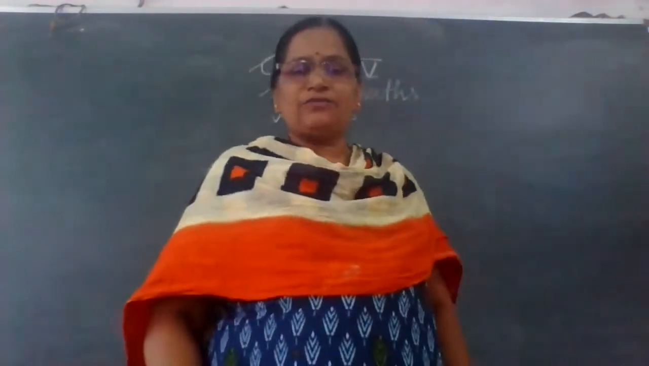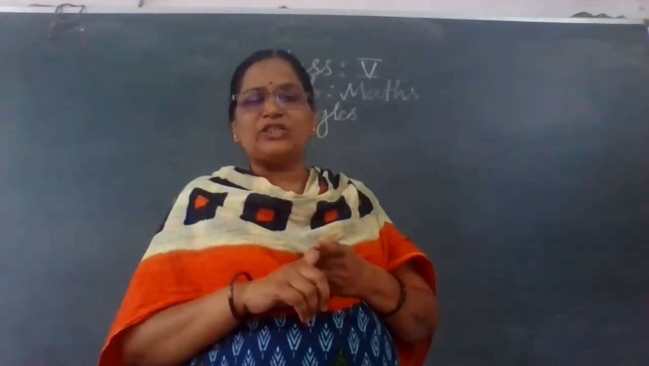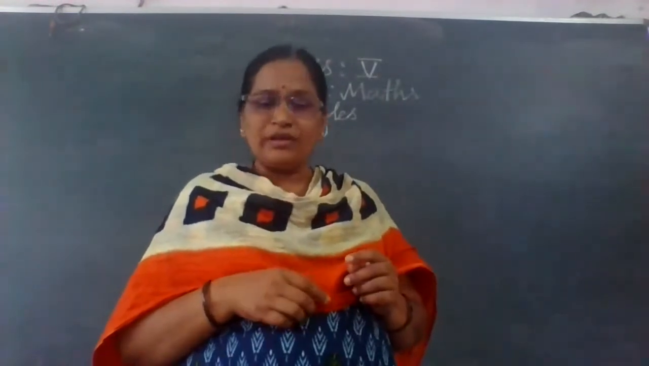Okay, children. So what do you mean by angle, or how is an angle formed? When two rays or two lines or two segments join together at a common point, then there is a formation of an angle. So see, beta, how.